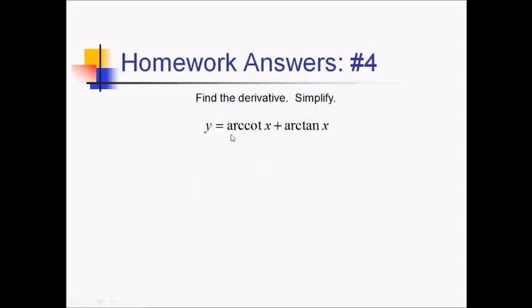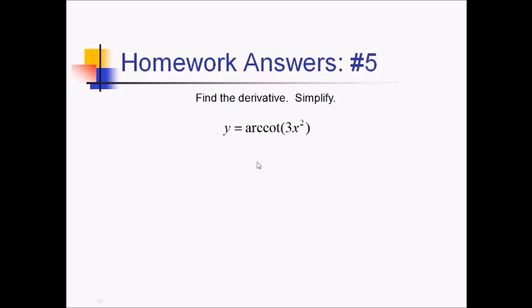For number 4, we want the derivative of these arc functions. For arccotangent, we have negative 1 over x squared plus 1. And for arctangent, we have positive 1 over x squared plus 1. Hey, wait a sec, those are the exact same thing with opposite signs. Well, that's just going to add up to 0.